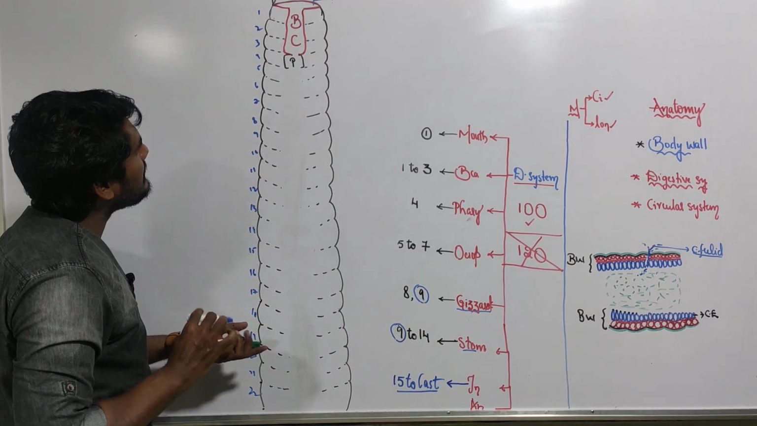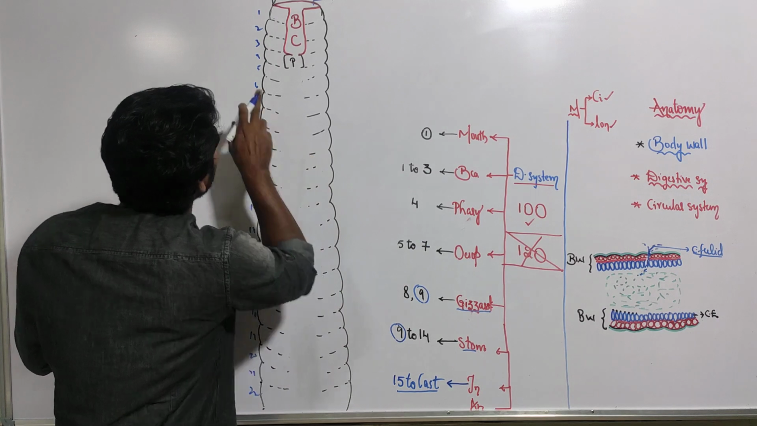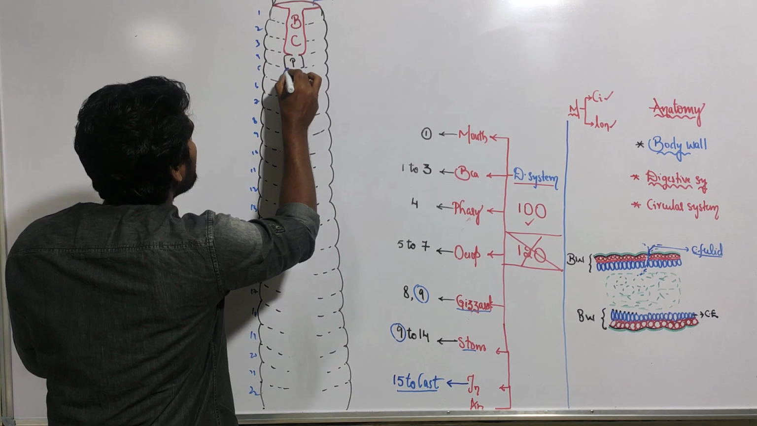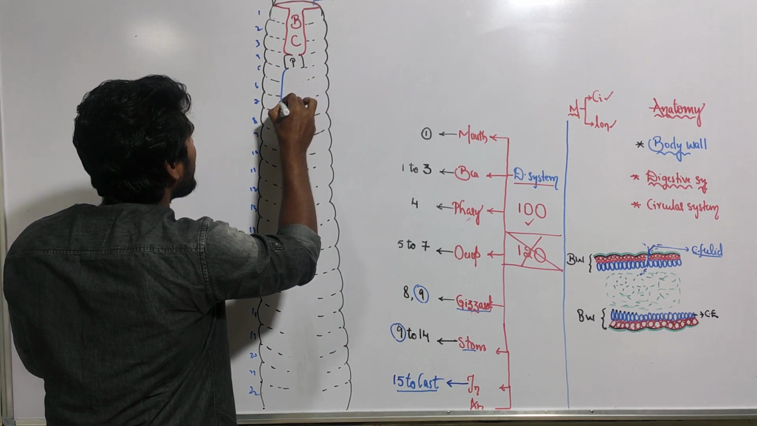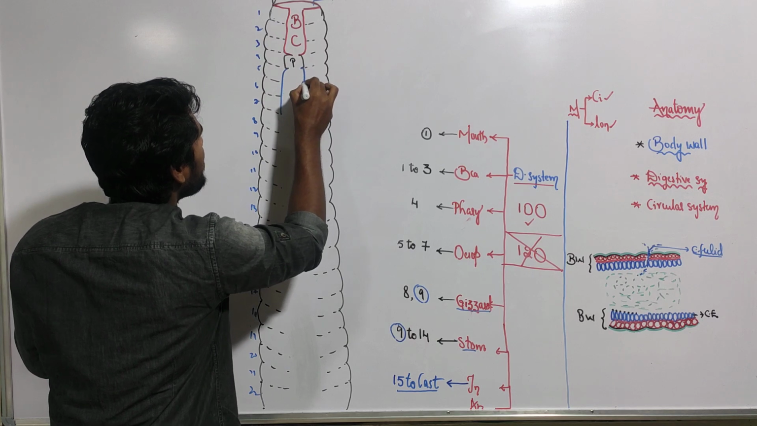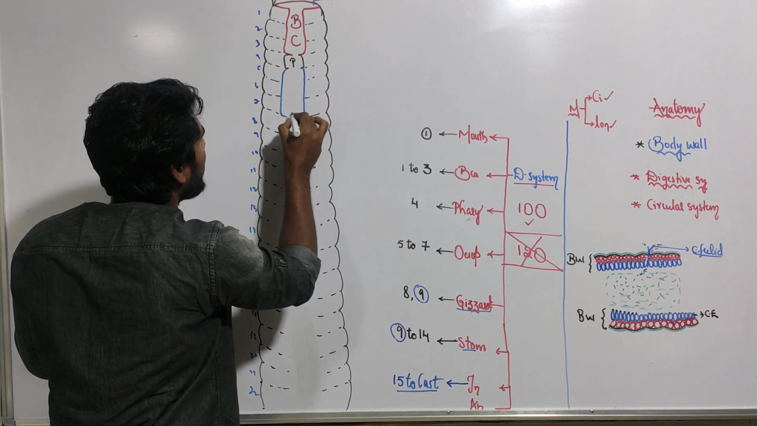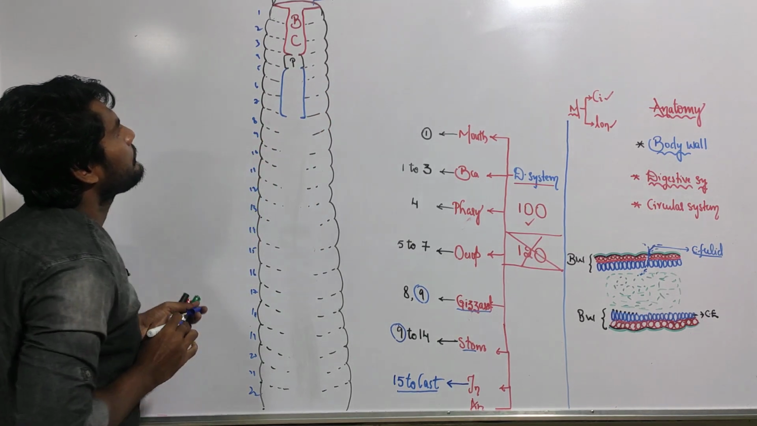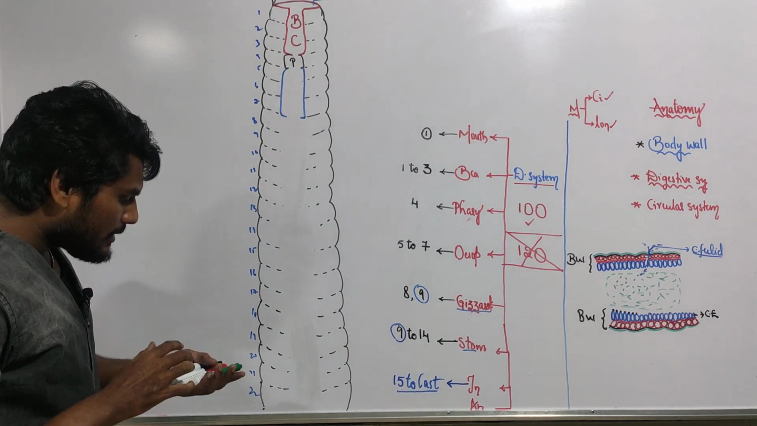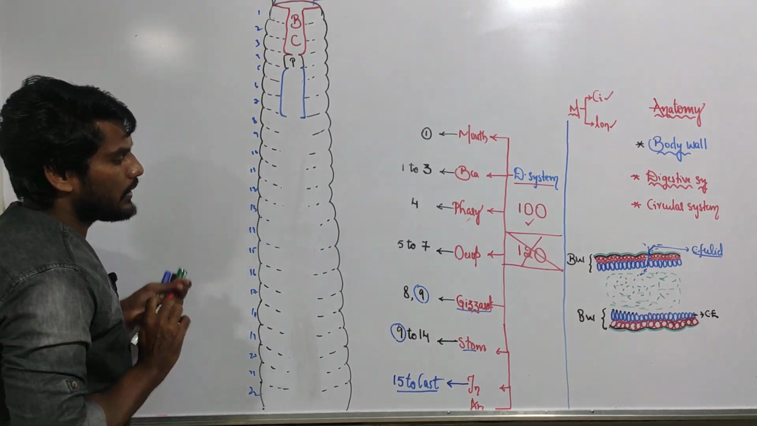The esophagus extends from the 5th to the 7th segment. Yes, this is the fifth segment. This is a very long structure, extending from 5 to 7. This is the esophagus. And then the esophagus is followed by what?